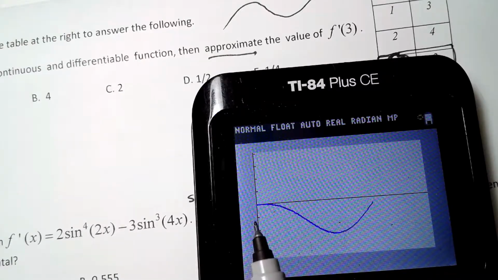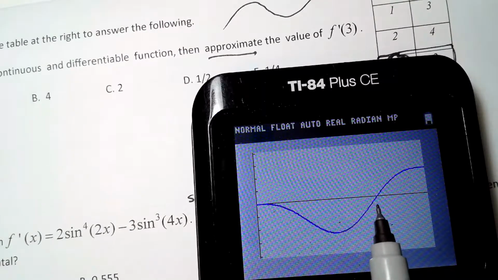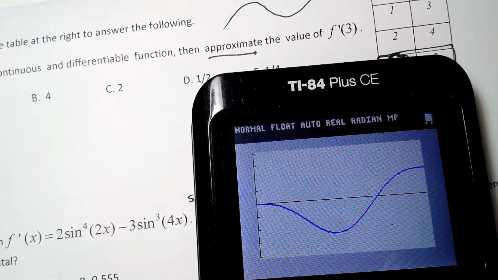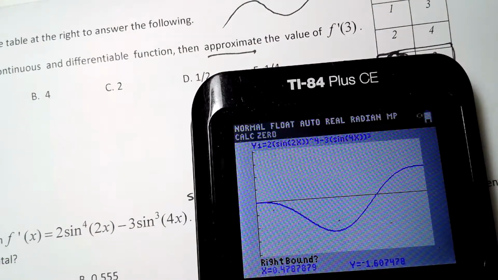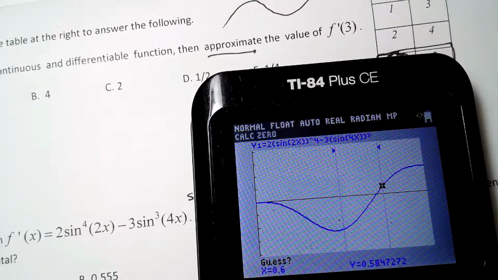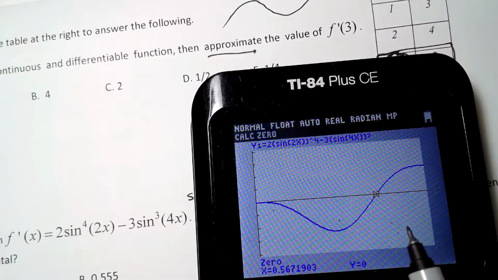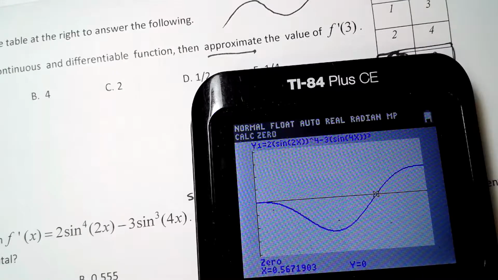So you're going to have a 0 here, but since 0 is not included, you wouldn't count it. So this is the 0 I'm curious about. We're just going to do second calc, zero, and go a little bit to the left, hit enter, go a little bit to the right of that 0, hit enter again, hit enter one more time, and it looks like the value of x is at 0.5672-ish.